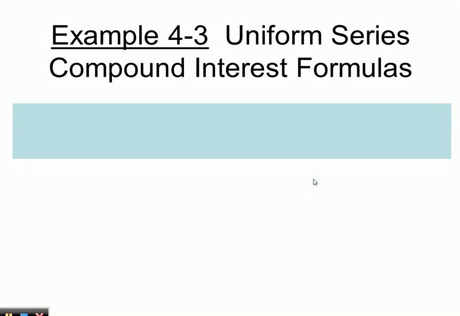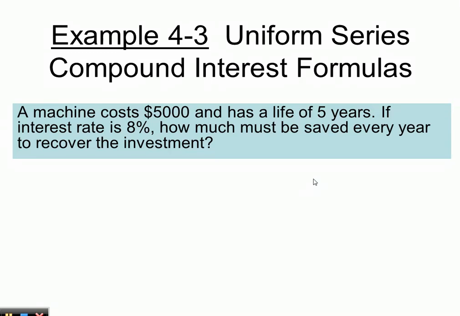So now let's take a look at how we can use these new formulas. A machine costs $5,000 and has a life of 5 years. If interest rate is 8%, how much must be saved every year to recover the investment? So what's the question? How much must be saved every year? This every year is a clue to you that we're gonna have uniform series because it says every year. And then here it says machine costs this much. So we're gonna invest in this machine, right? This is gonna be our capital investment, right?